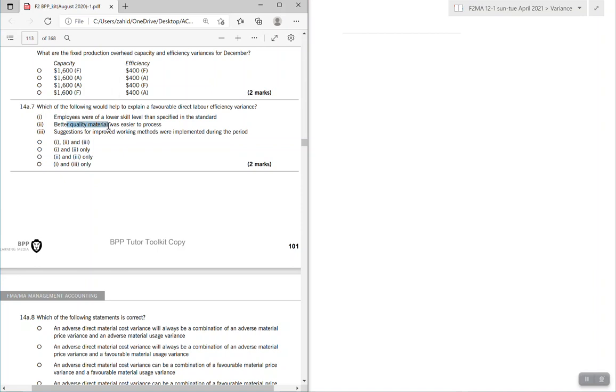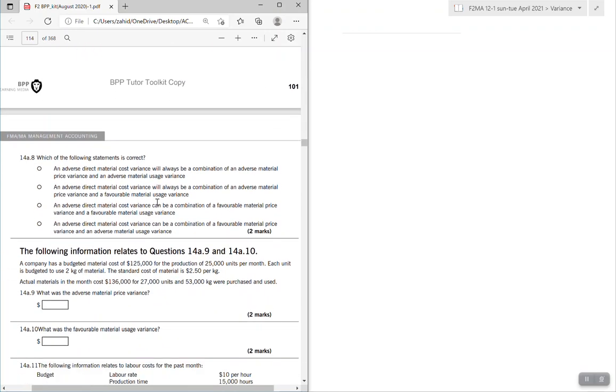Let's look at B. Better quality material was easier to process. The quality of material has an effect on time taken by labor as well, because higher quality material will be easier to process, lower quality material will be difficult to process. So this is true. Suggestions for improved working methods were implemented during the period. Yes, if we have new methods applied, that means work would be done faster. So that means C is correct.